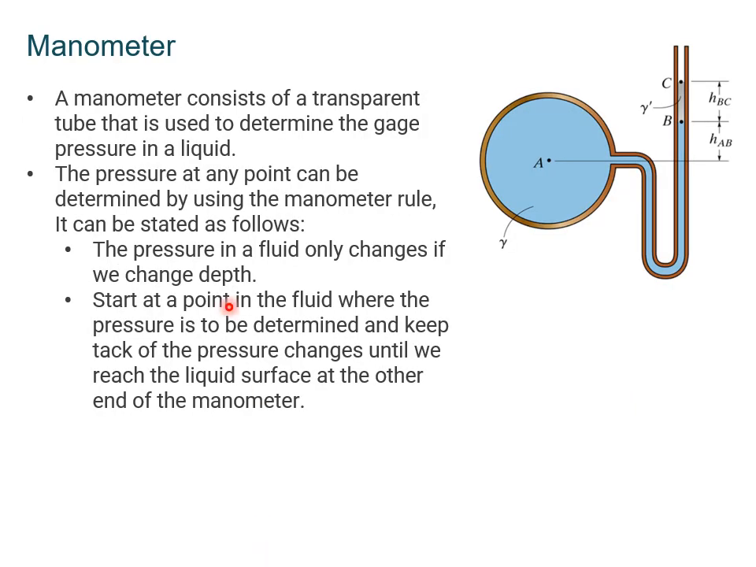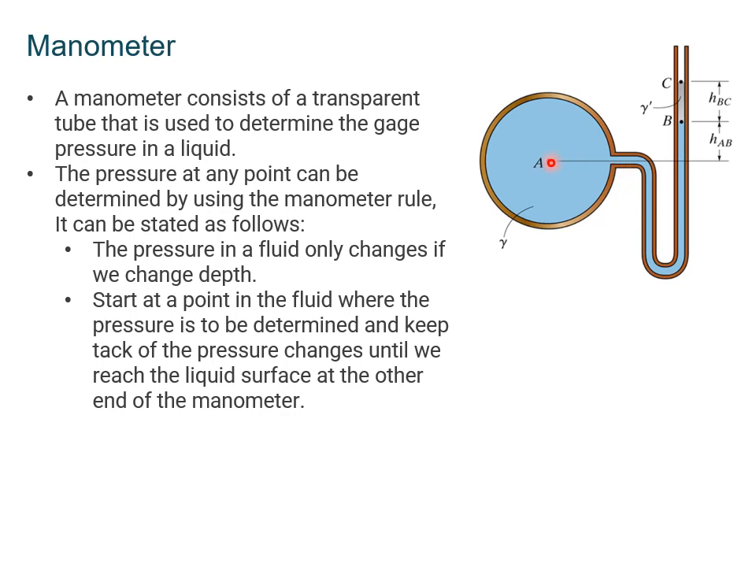Another device that's often used to measure the gauge pressure in a liquid is the manometer. A manometer is simply a tube filled with a liquid. In order to determine the pressure at any point, we can use what's known as the manometer rule, which is basically two parts. First of all, in this example, we have two liquids. We have a blue liquid and we have a gray liquid. Maybe the blue liquid's water and the gray liquid is mercury. So here, if we want to determine the pressure at A, this manometer rule works as follows. First of all, if you move horizontally in the same fluid, it has a constant pressure.